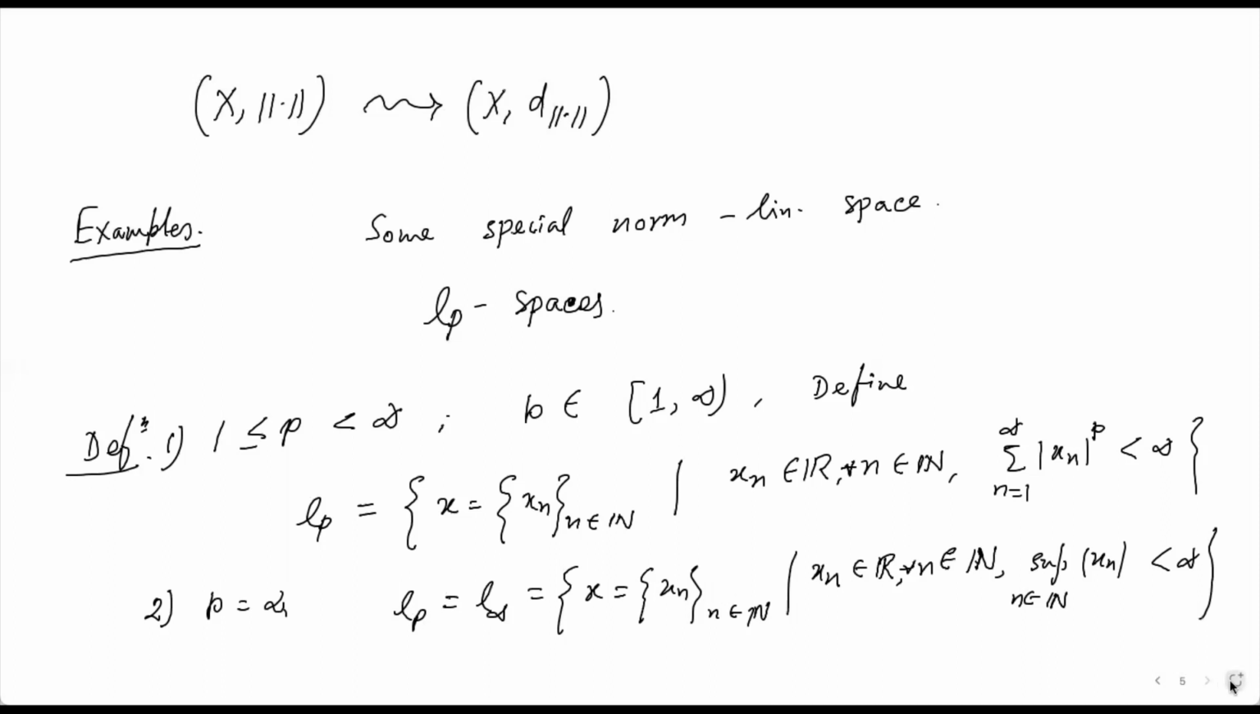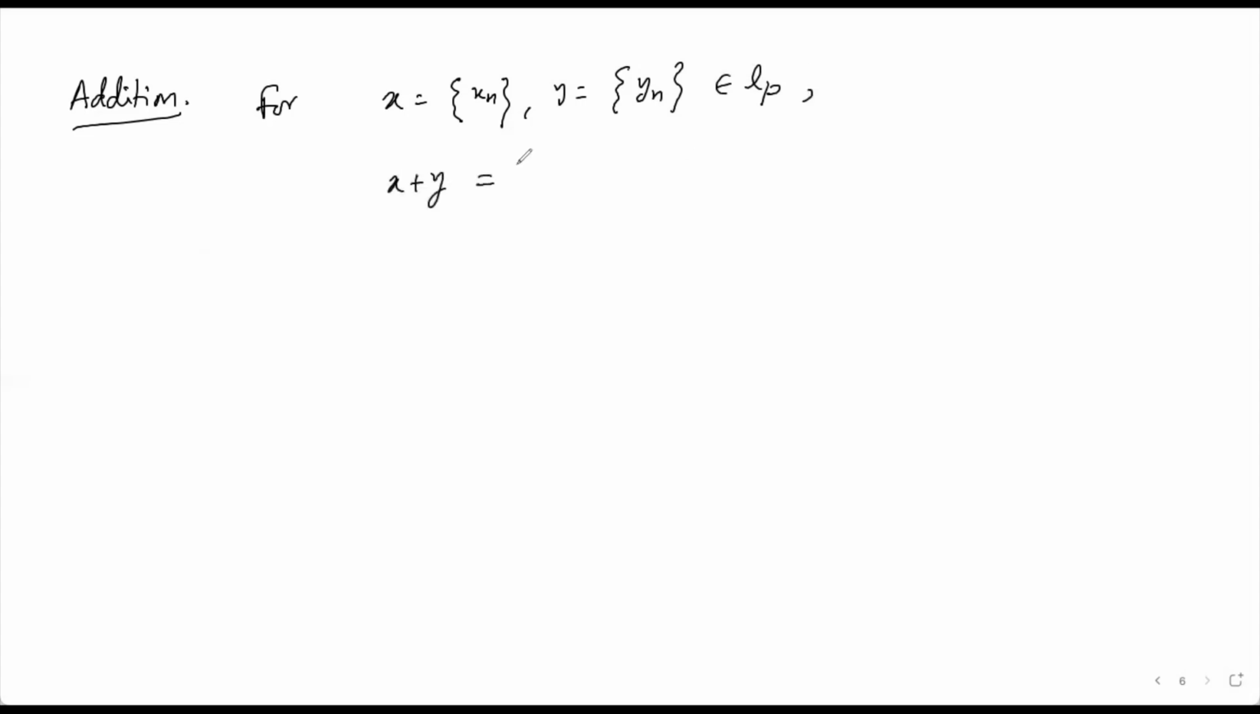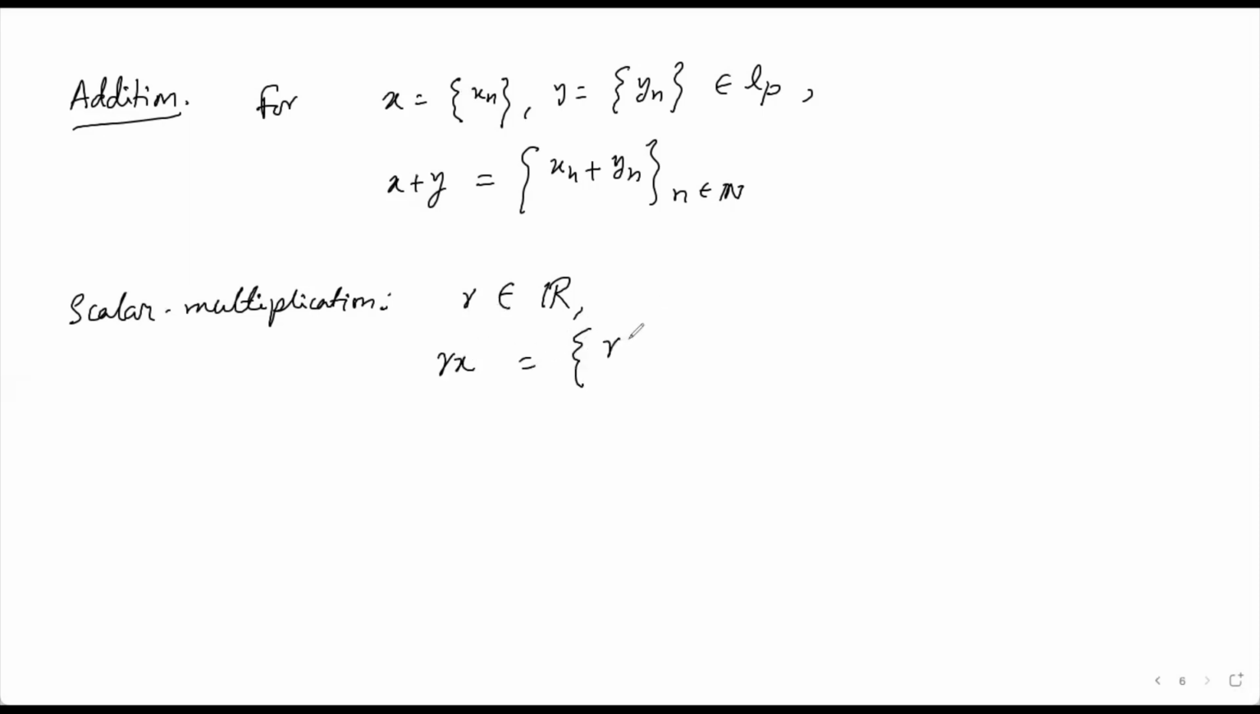Now we define addition and scalar multiplication in Lp. For addition, for x equal to the sequence (xn) and y equal to the real sequence (yn) belonging to Lp, we define x plus y as the sequence (xn plus yn), n in the set of all naturals. And scalar multiplication: for x equal to the sequence (xn) and r belonging to R, we define rx as the sequence (r times xn) over n belonging to the set of all natural numbers.